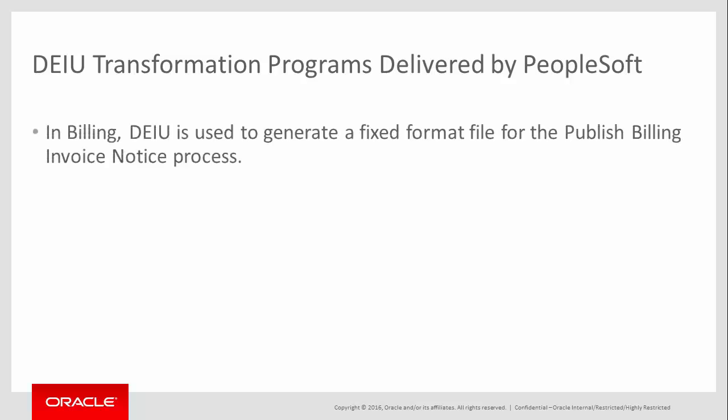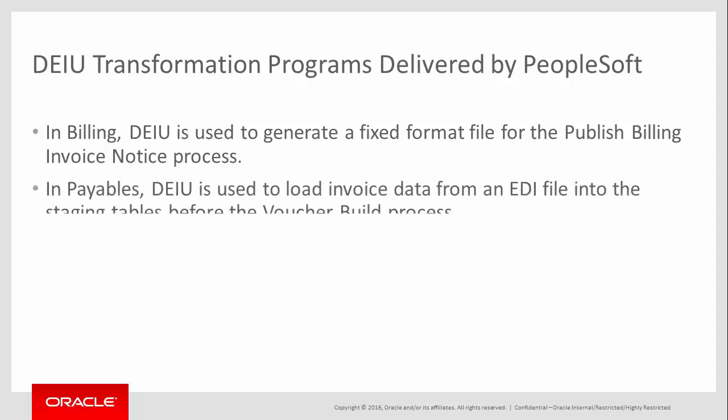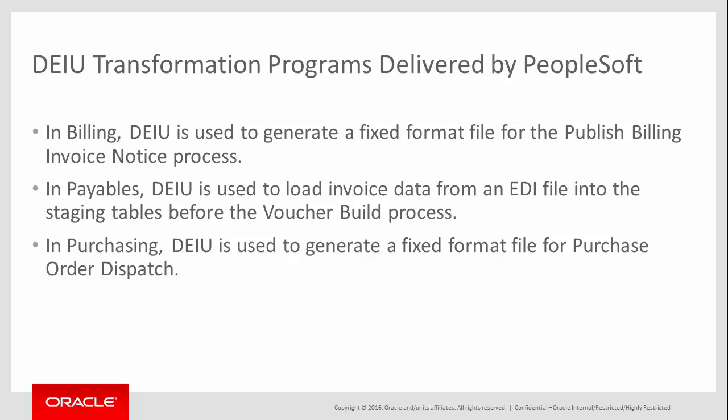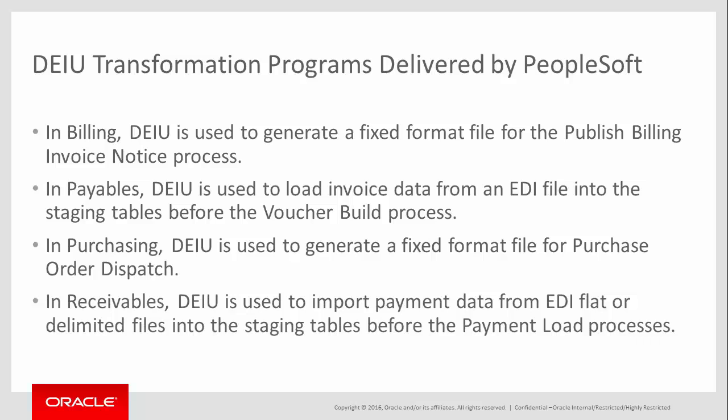In billing, DEIU can generate a fixed format file for the publish billing invoice notice process. In payables, DEIU loads invoice data from an EDI file into the staging tables before the voucher build process. In purchasing, DEIU generates a fixed format file for purchase order dispatch. And in receivables, DEIU is used to import payment data from EDI flat or delimited files into the staging tables before the payment load processes. This completes the data export utility for EDI file transformation demonstration.